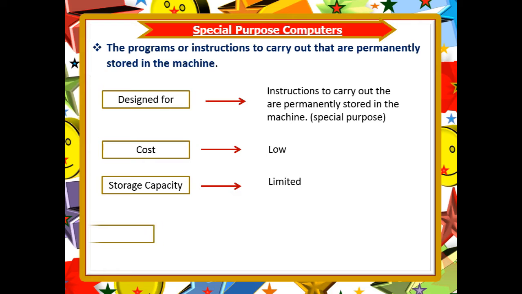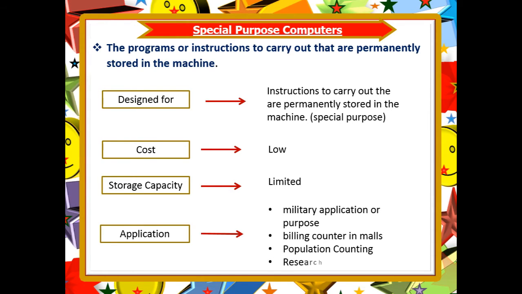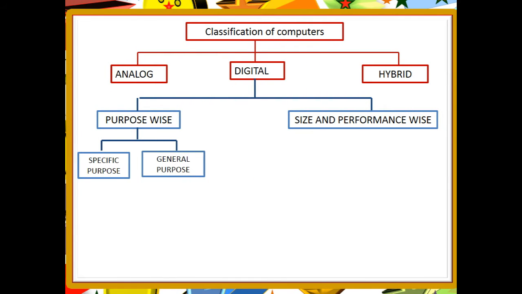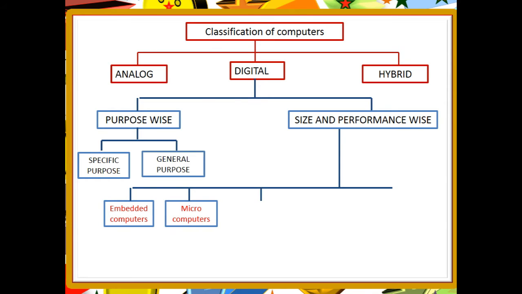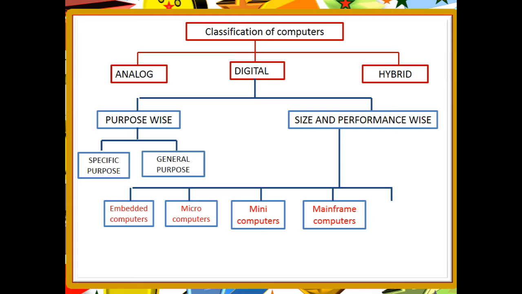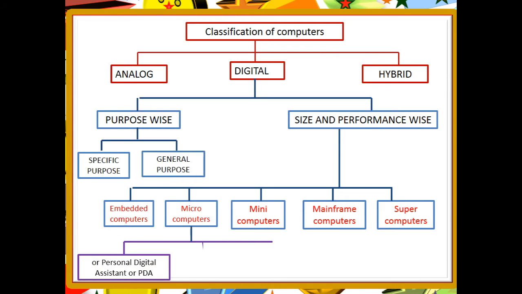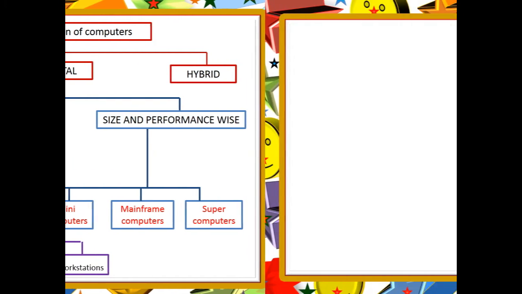The applications where special purpose computers are used are in military applications, billing counters in malls, population counting, that is census, and research areas. According to size and performance wise, the digital computers are again classified into embedded computers, microcomputers, mini computers, mainframe computers, and supercomputers. Then again, these microcomputers are classified into PDA, desktop or laptop, and workstation. Now let's learn these in detail.